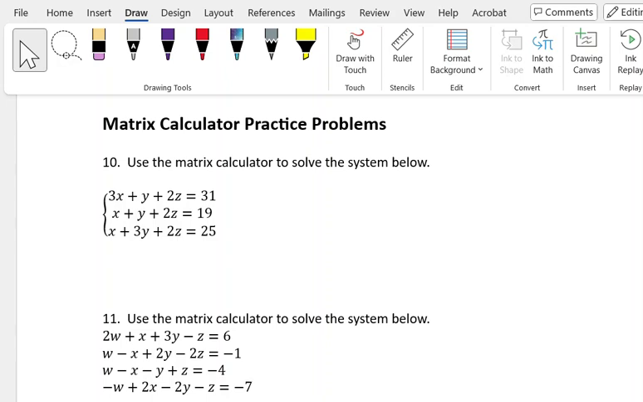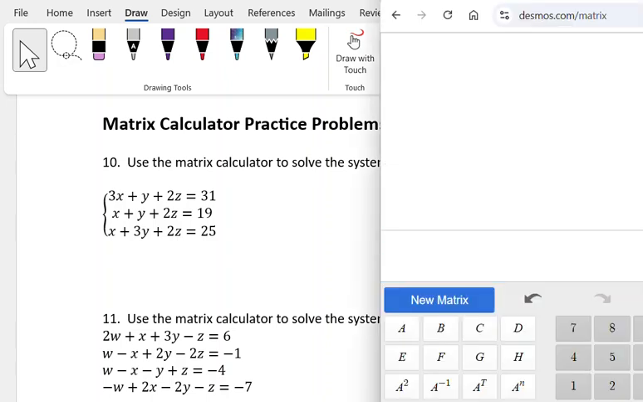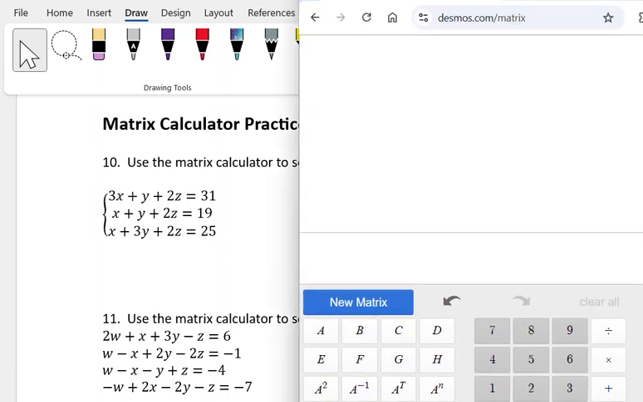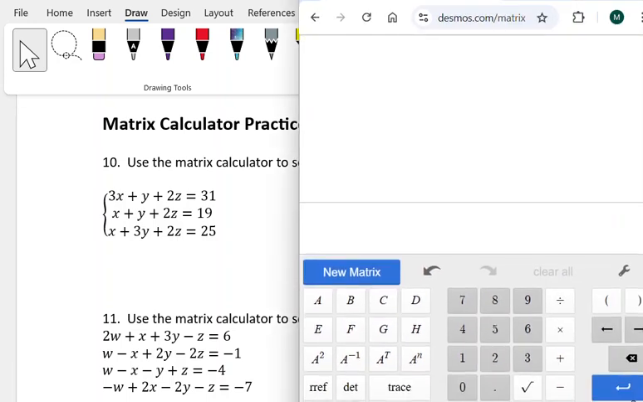In this video, we're going to use the matrix calculator to do some practice problems. So we want to use the matrix calculator to solve these systems. So I'm going to bring it up here. Again, I'm going to Desmos.com and selecting the matrix calculator.